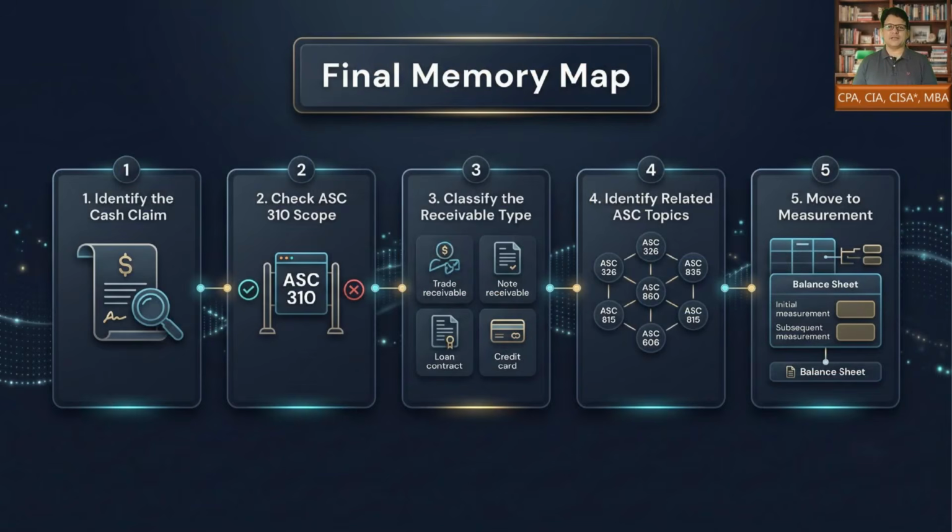First, identify the cash claim. Second, check whether ASC 310 applies. Third, classify the receivable type. Fourth, identify related standards such as ASC 326, ASC 835, ASC 860, ASC 815, or ASC 606. Only after that do we move into recognition and measurement. In the next video, we will see how receivables enter the balance sheet and at what amount.